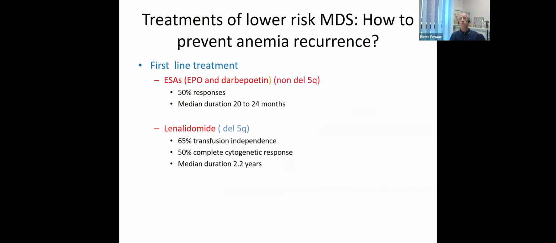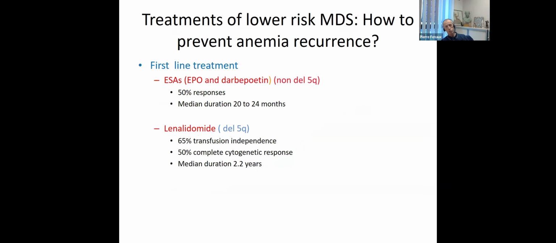So how to treat anemia? Well, we have first what are called erythropoiesis-stimulating agents like EPO and darbepoetin, and those are used mainly in patients who have no del5q chromosome abnormality.